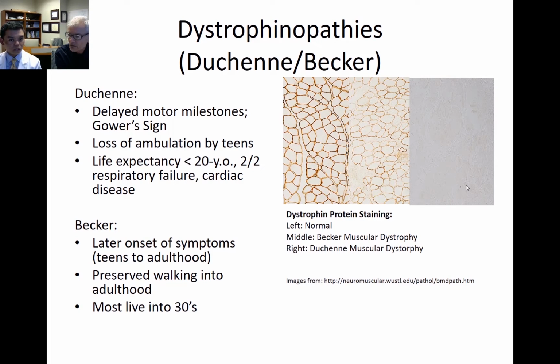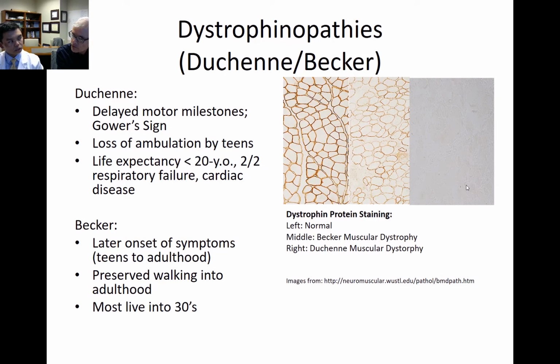They'll have other specific things you might see called a Gower sign. If you see a video of that, you ask a kid to lie down, and then from that position, stand up. They can't just pop up like you and I do. They have to crawl up and use their hands to prop themselves up on their thighs to stand up. Most of these kids lose their ability to walk by their teens. Life expectancy is reduced, last I've seen around the early 20s, sometimes even less than 20. The biggest issues that they run into are respiratory failure and cardiac disease as well. That's a big one.